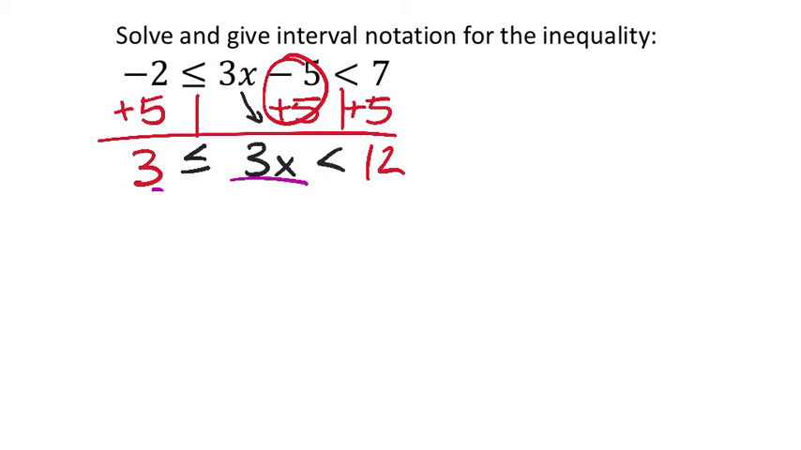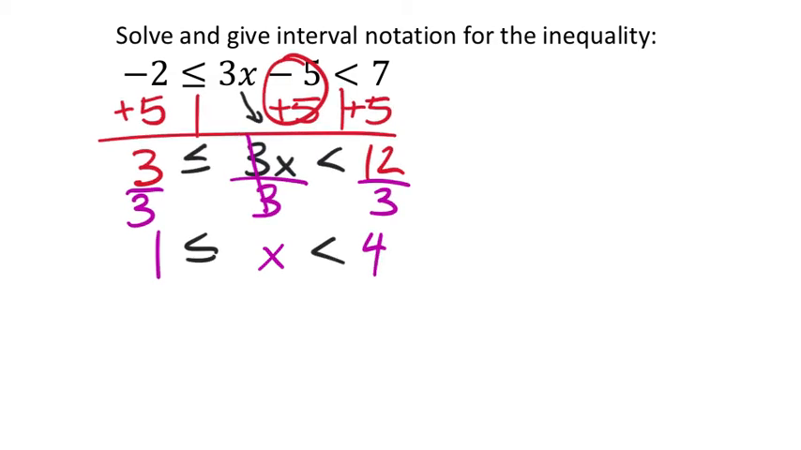And then divide all 3 parts by the coefficient 3. That's 1x. 3 divided by 3 is 1. 12 divided by 3 is 4. That was a positive coefficient, so all of our inequalities stay the same, okay? So there's our inequality. And again, you can transfer this directly onto a graph.